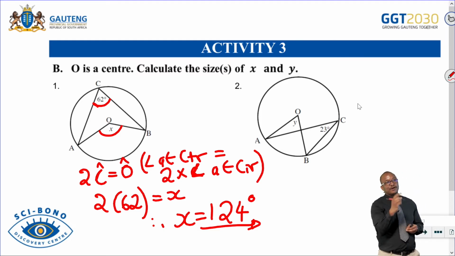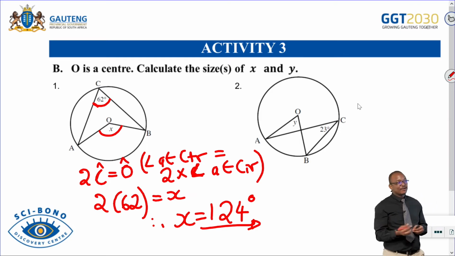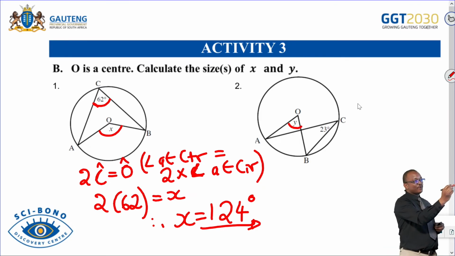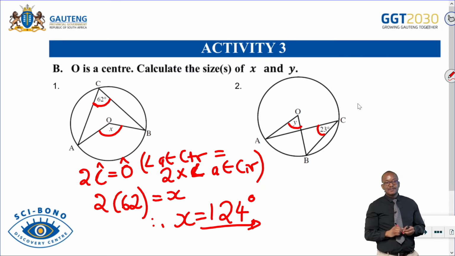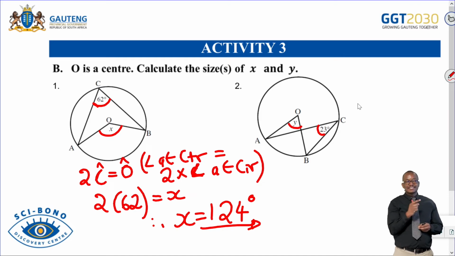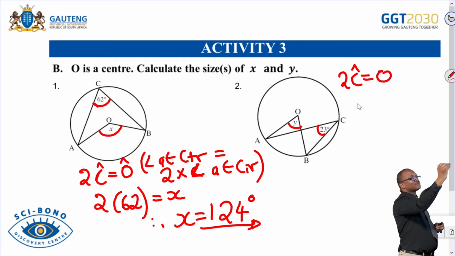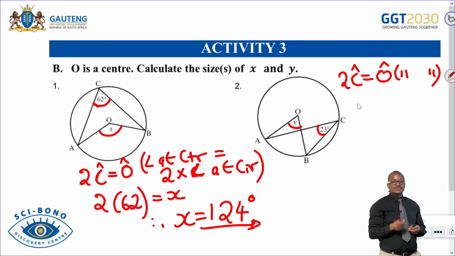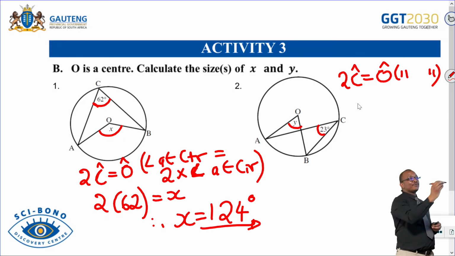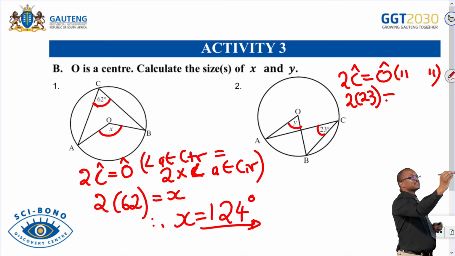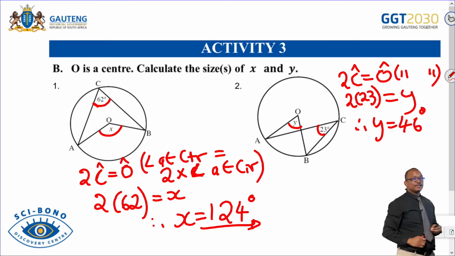So now we go and look at the second one. The second one, we still have the very same scenario whereby the angle at the circumference is given as 23 and the angle at center is y. It's unknown. Then it's going to be 2C equal to angle O, and the reason is the same: angle at center is twice the angle at the circumference. Then we're going to have 2 of 23 degrees equal to y. Therefore, your y is going to be 46 degrees.